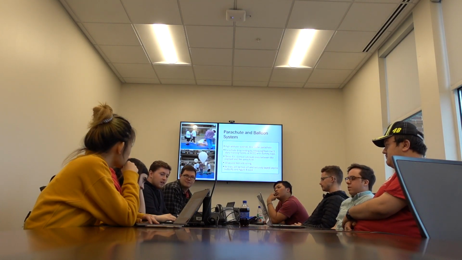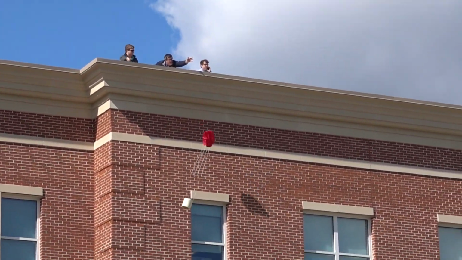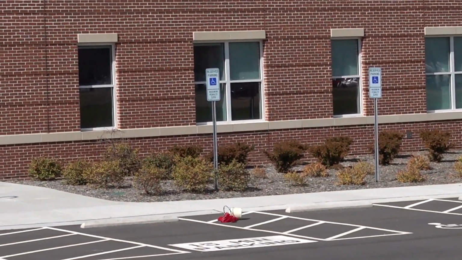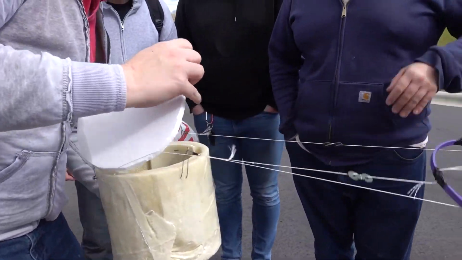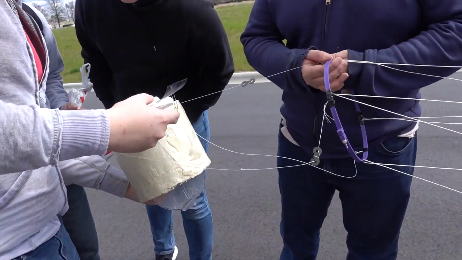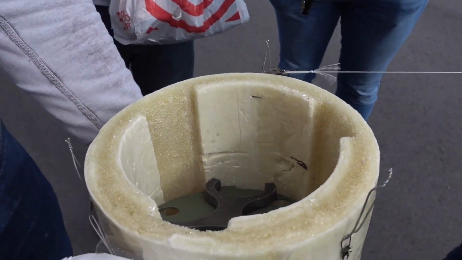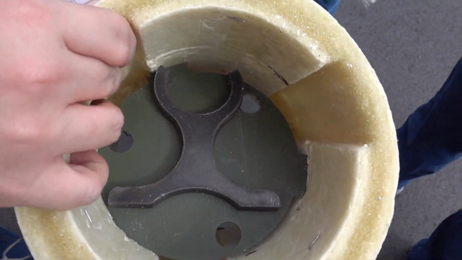Hello, this is Logan. We are going to be testing our balloon off a 3-story building at RCCC with a dummy load, and we are going to be using 3 40 to 60 foot shroud lines between our payload and the parachute, with, as was stated before, a 30-pound test kite string, which is below the 50-pound. And the parachute is actually 1 meter in diameter, so that meets the requirements also. Next slide.